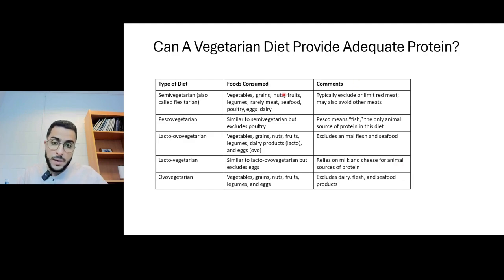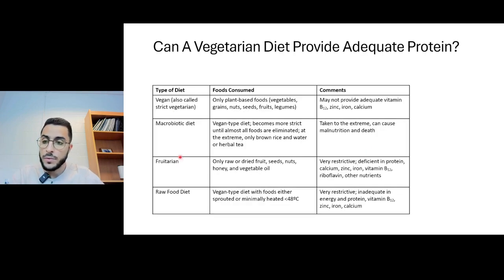Finally, this is just for you guys, I'm not expecting you to learn anything from this or to study it, but I've always been confused by the different types of vegetarians that exist. This is the list of all the types of diets that come from the vegetarian diet, what they can eat, and if there are comments about any problems or particularities of these diets. Okay, so you can just take a look at this.